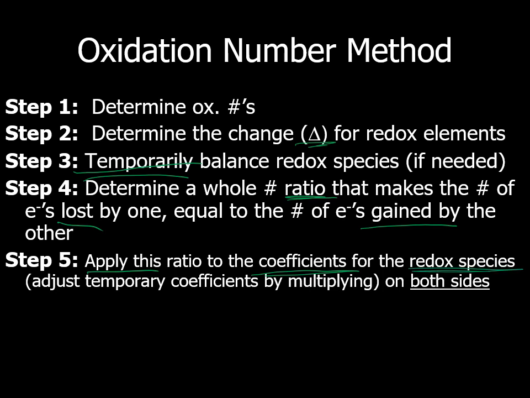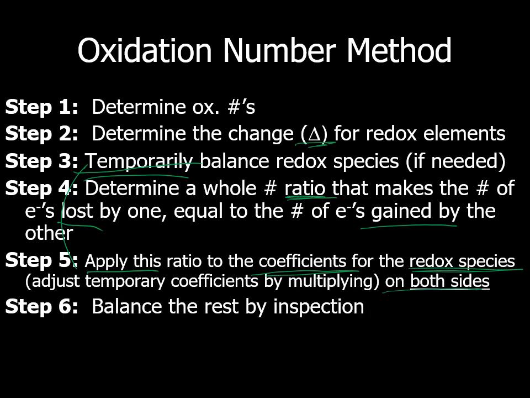And if we did use a temporary coefficient, then we may have to adjust that temporary coefficient. We'll multiply it by that. And we're going to be doing this on both sides of the reaction. The rest of it, now that you have 4 of those species balanced, the rest should be fairly easy to balance by inspection as long as you don't change the coefficients that you put in front of your redox species.